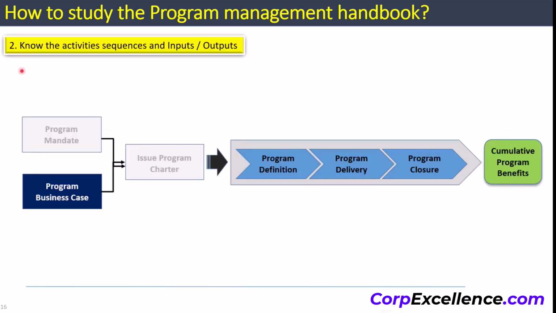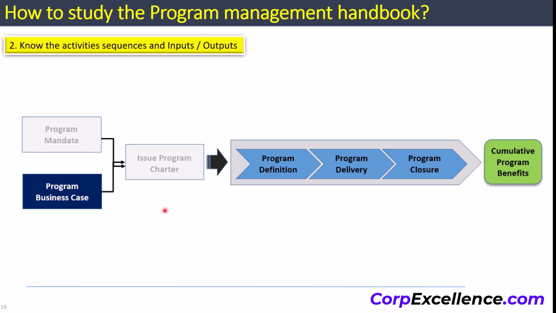The second tip is that you should understand the sequence and inputs and outputs of all the activities and sub-activities. This picture shows the key output of cumulative program benefits as a result of these inputs. What makes this challenging is that the standard handbook does not specifically show you how those flow, the sequences and the inputs and outputs. For example, let's review this picture about how and when a program's benefits are identified.